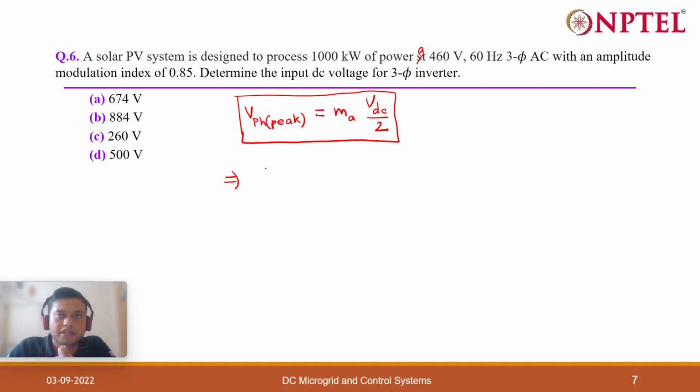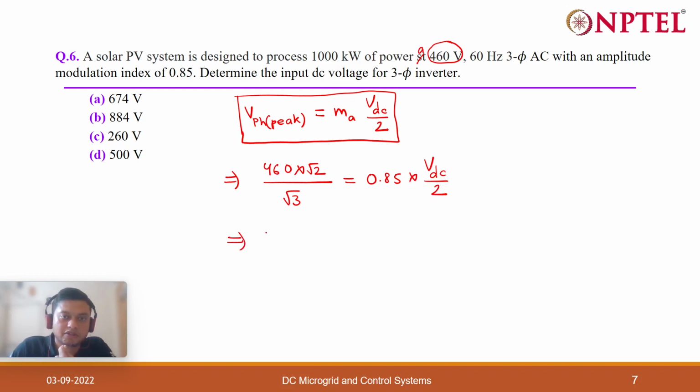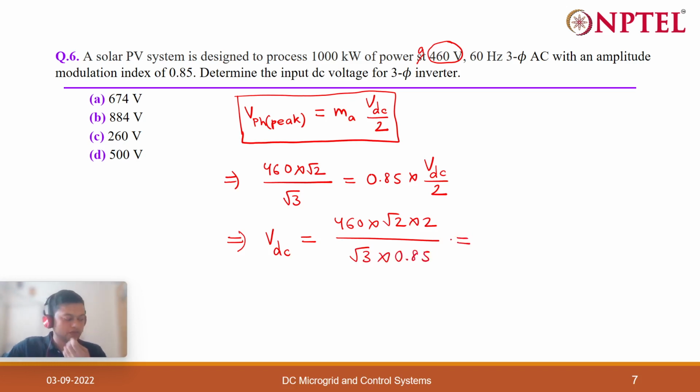So V phase peak will be, we have given the line to line 460 volt, it is the line to line voltage given. So first compute this into peak value, and then for phase value you should divide it by √3. And we have amplitude modulation index of 0.85 into VDC divided by 2. So VDC will be 460 into √2 into 2 divided by √3 into 0.85. So it is coming out to be 883.7 volt, so approximately equal to 884 volt. So the correct answer will be B, 884 volt.